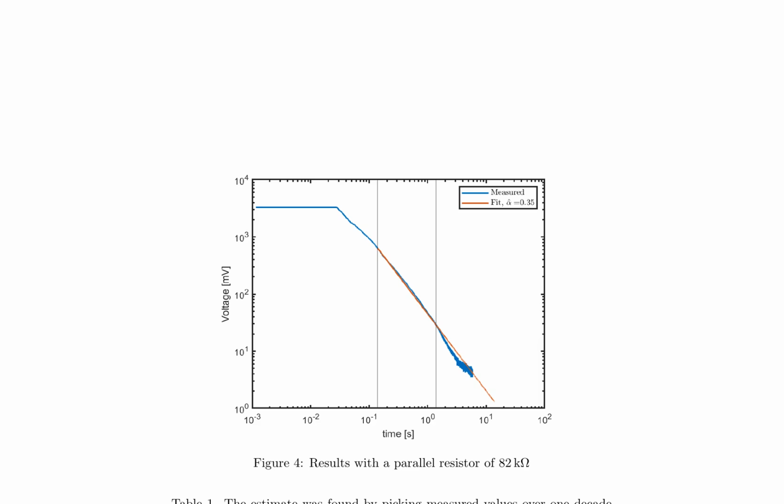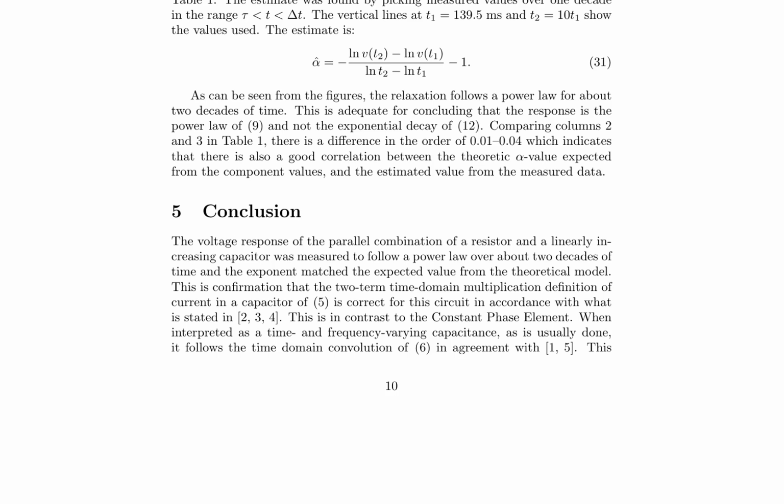The paper concludes that the measured voltage response matches the expected power law behavior predicted by the theoretical model, providing confirmation that the two-term time domain multiplication definition of current in a capacitor is correct for this circuit. This finding is consistent with previous studies 2, 3, 4, and contrasts with the behavior of the constant phase element 1, 5. The study's results contribute to a deeper understanding of the electrical properties of capacitors and their role in complex circuits.